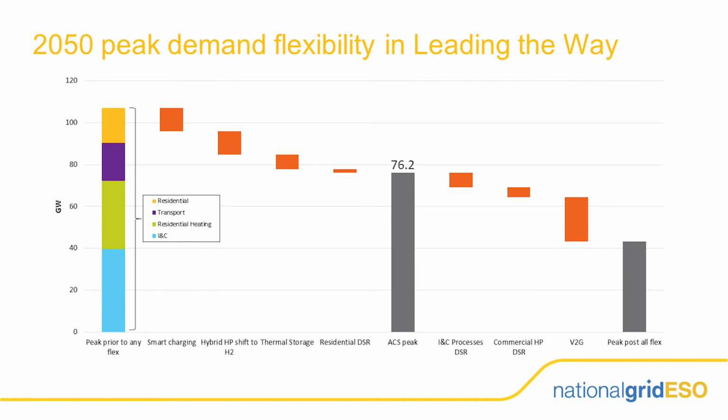Now the ACS, or average cold spell peak, is the peak value we use in FES. However, it can be further reduced via a couple of additional types of demand side flex within the industrial and commercial sectors. I've also shown the impact of vehicle-to-grid here. Although vehicle-to-grid is a generation, it impacts the amount of demand seen on the electricity networks.